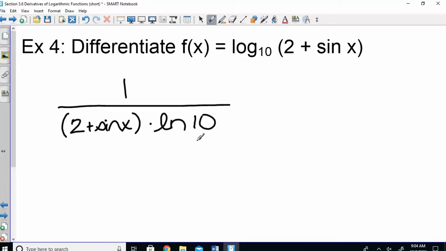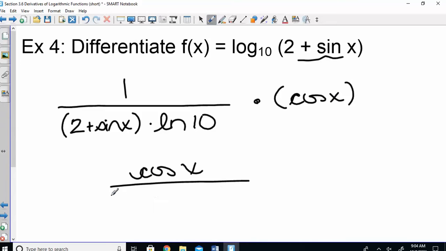Just like when we did the derivative of e to a power, or if we had a different number to a power, we had to add a natural log of that base. Same thing with the derivatives. With the logs, we just add the natural log of that base. But we have to do the chain rule here. What is the derivative of the inside? Cosine x. So we just get cosine x over 2 plus sine x natural log of 10.